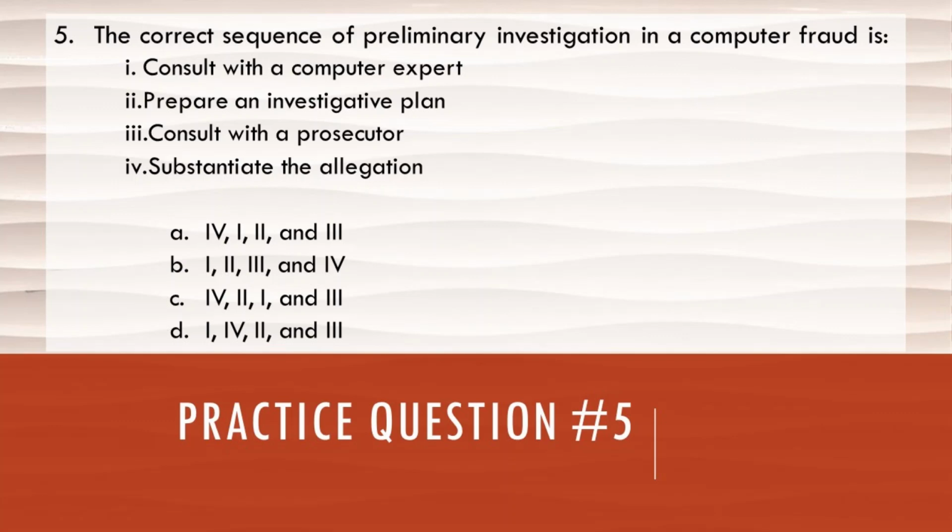So the answer here is A. You would do 4, 1, 2, then 3. Step 1, substantiate. Step 2, consult with a computer expert. Step 3, prepare the investigative plan because that sets forth the scope of the investigation and it serves as a guide to determine how much technical assistance you will need. Then lastly, step 4 is consulting with the prosecutor. So that would be discussing elements of proof and discussing what evidence is required, and the parameters of a prospective search.